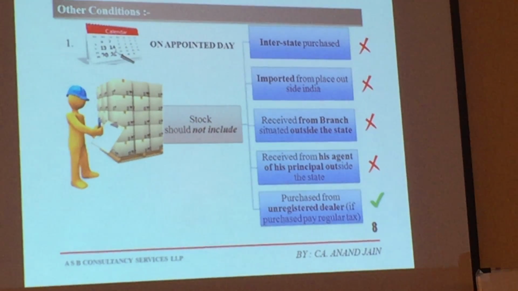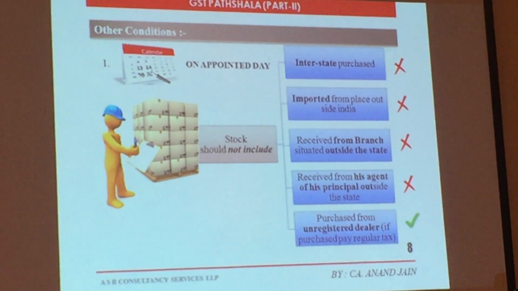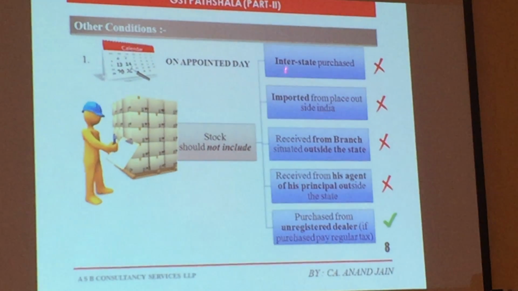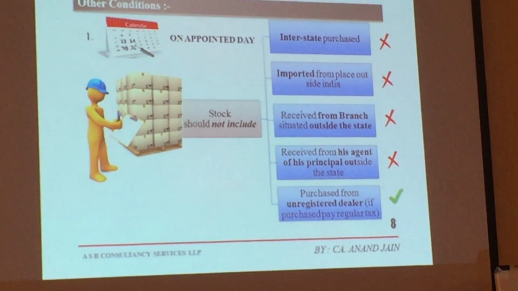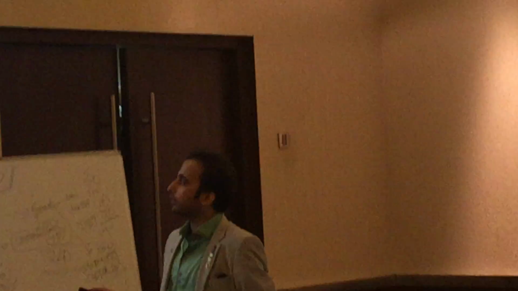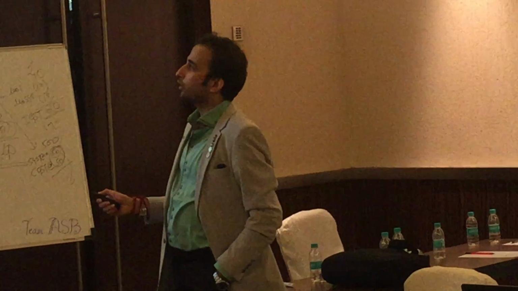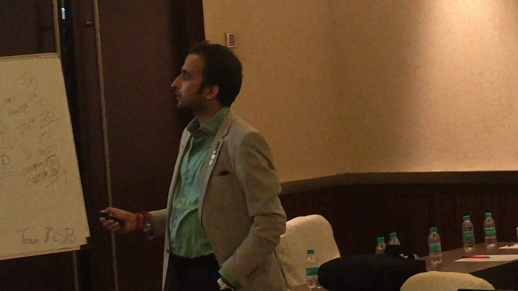And this is again on 30th June, if you are going for a composition scheme, your stock should not include the following things. Make sure of that. No collection of tax, no input tax credit. You only have to specify on your invoice that a composite taxable person is not eligible for collection of tax on supplies, which includes either goods or services.